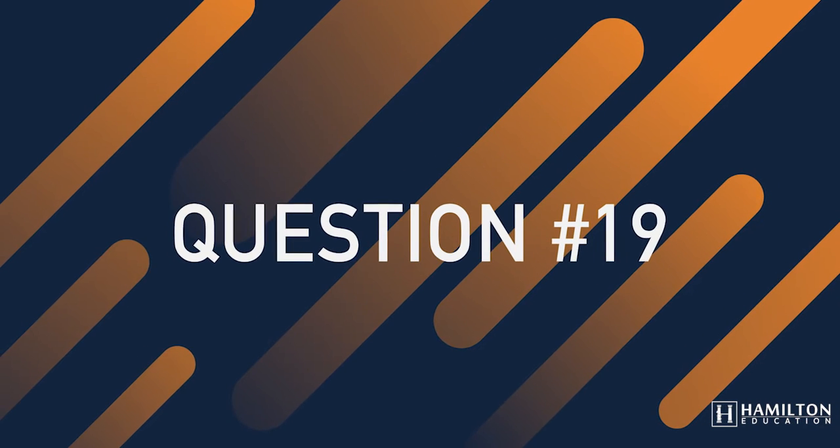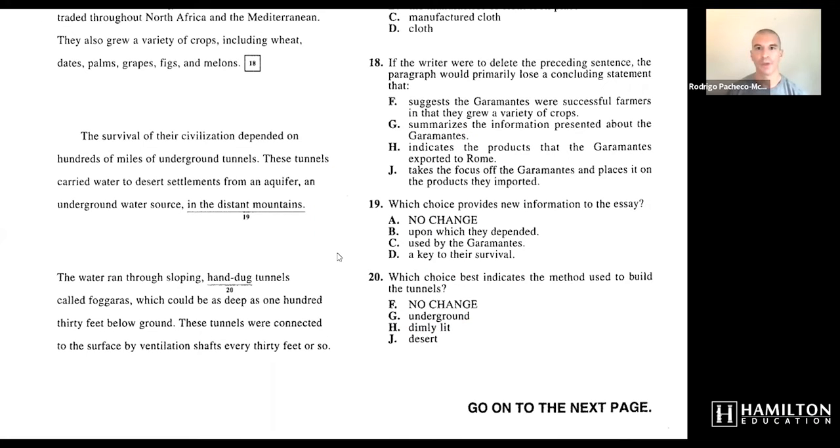Question 19 is a redundancy question. As we see here in the question stem, which choice provides new information to the essay? In other words, which answer choice provides information that is not redundant? So we're looking for new information. Let's take a look at the paragraph as a whole. So we'll take a look at the previous sentence, so we can look back and identify elements that are redundant.